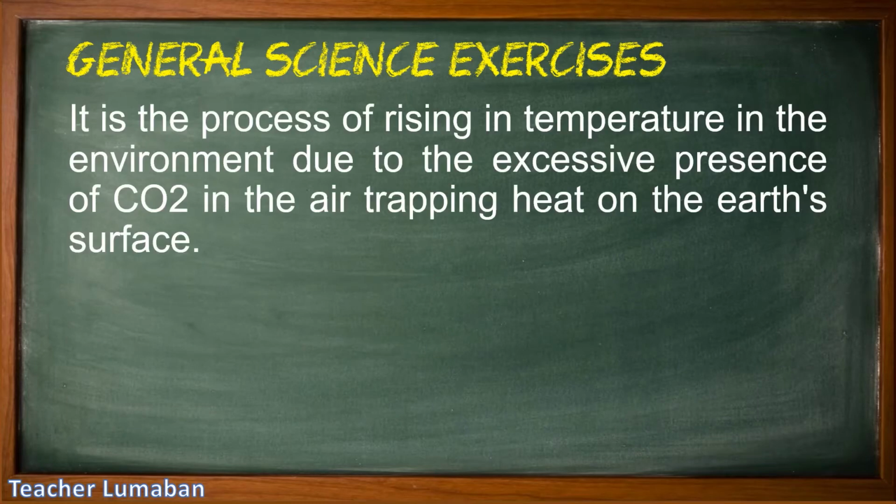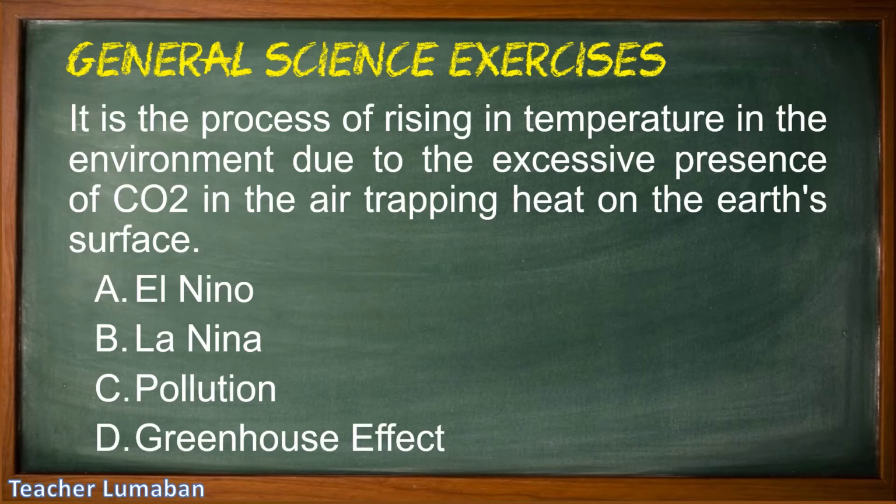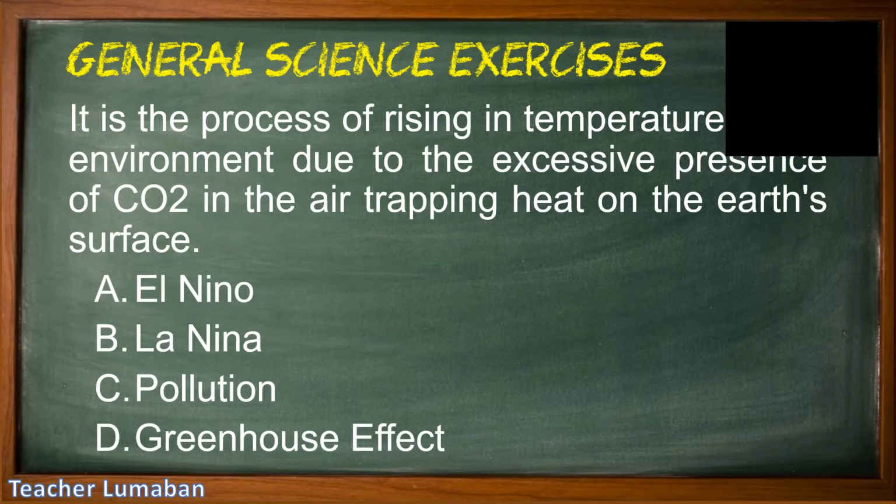It is the process of rising in temperature in the environment due to the excessive presence of carbon dioxide in the air trapping heat on the Earth's surface. Letter A, El Nino. Letter B, La Nina. Letter C, pollution. Letter D, greenhouse effect. Please choose the suitable answer to the following choices in 5 seconds.